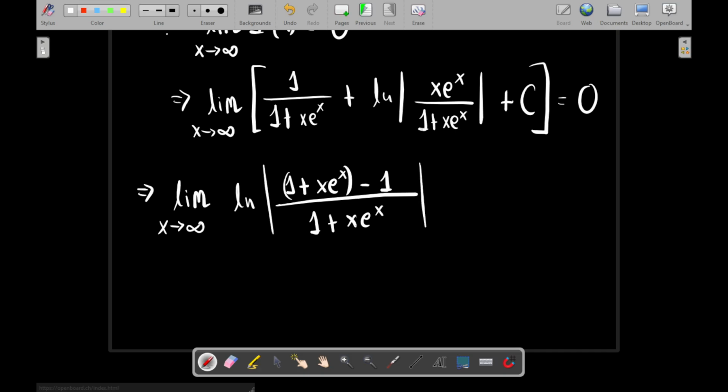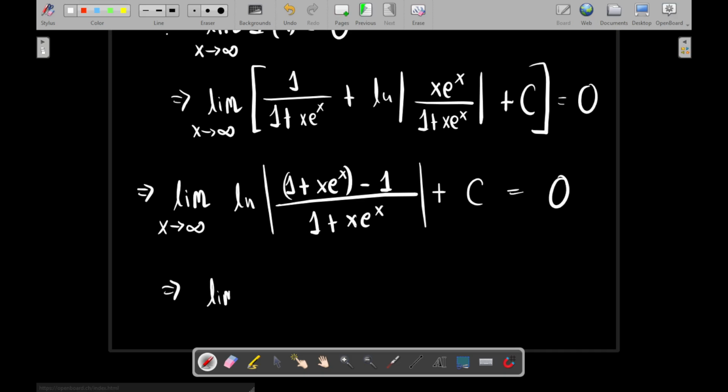Right, I believe everything is correct here. I've added 1 and subtracted 1. In the next step, if I split this, then this and this will cancel out and we are left with minus 1 upon this thing. Since c is a constant, it is outside the limit. So plus c is equal to 0.